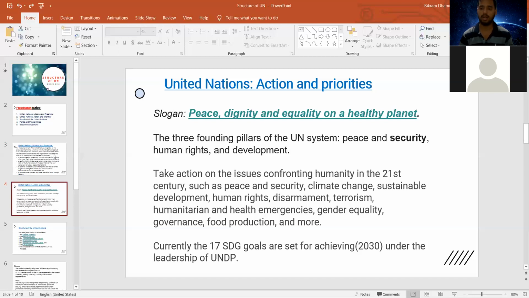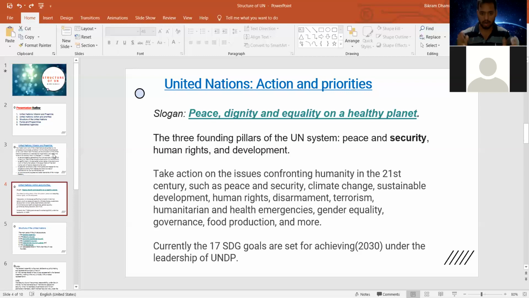Terrorism: you know that there are many terrorist attacks like 9/11, and there are many terrorist attacks in India, sometimes in Sri Lanka, sometimes in New Zealand, as you might have heard in the media. There are also humanitarian and health emergencies, like the pandemic of coronavirus at present, the Spanish flu, or SARS or MERS, which are also under the coronavirus family.